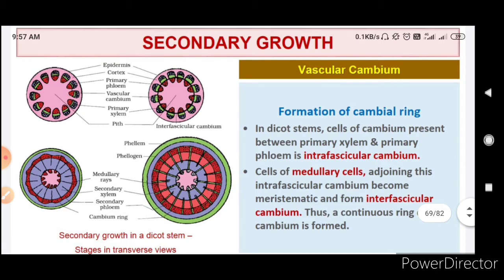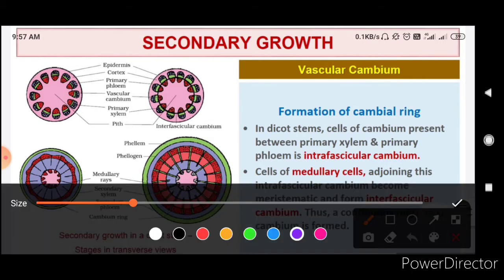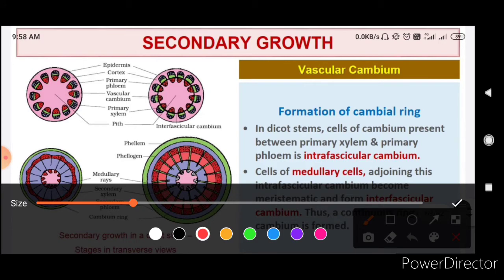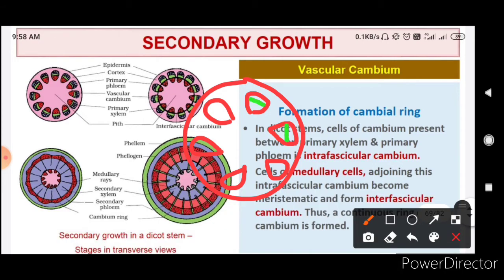As I told you, I'll show you once again. If this is the stem, and these are the vascular bundles, this is the cambium ring which is present between the xylem and phloem.